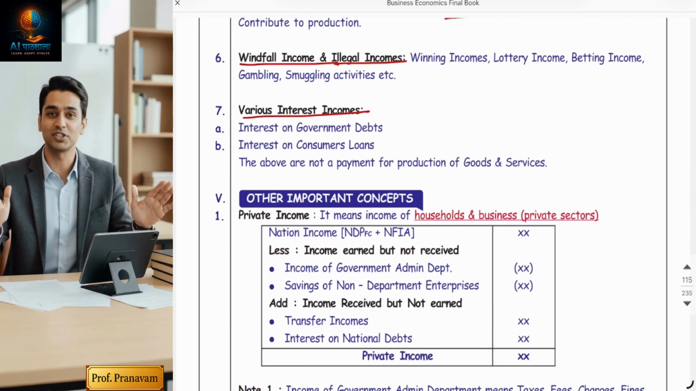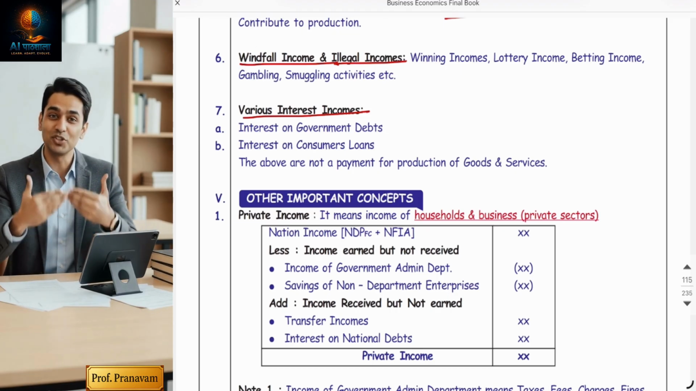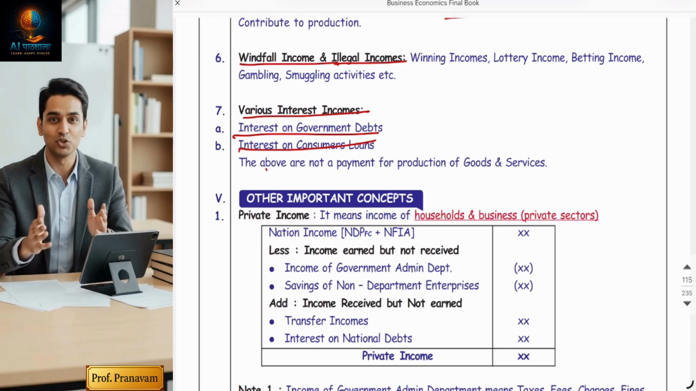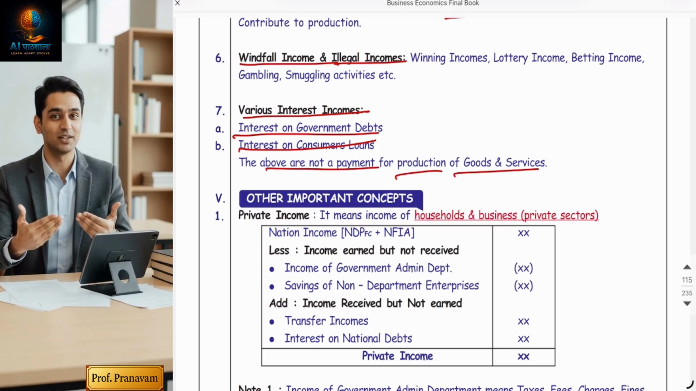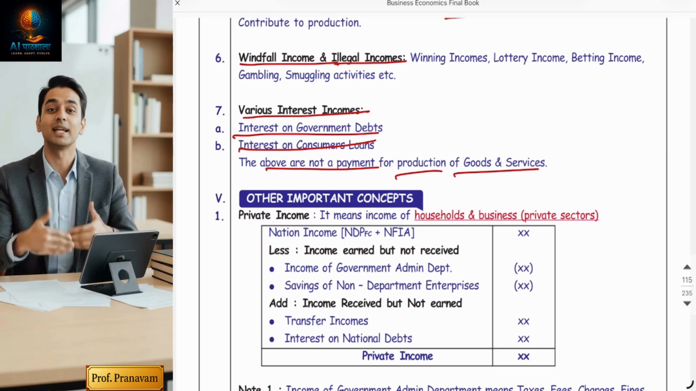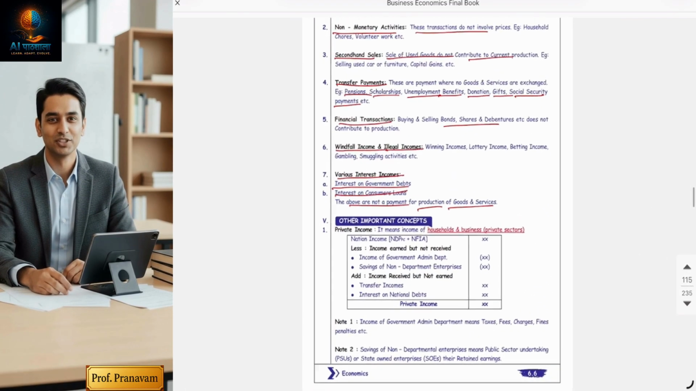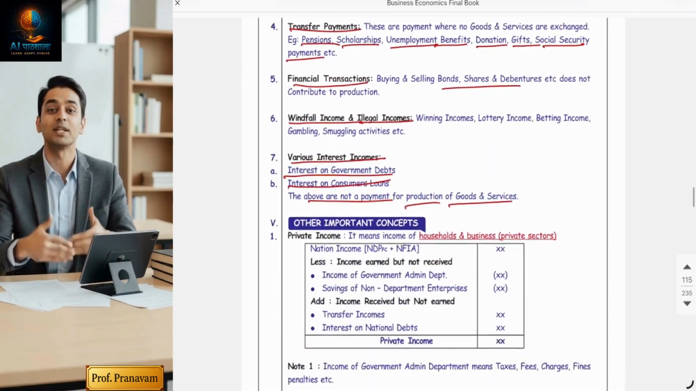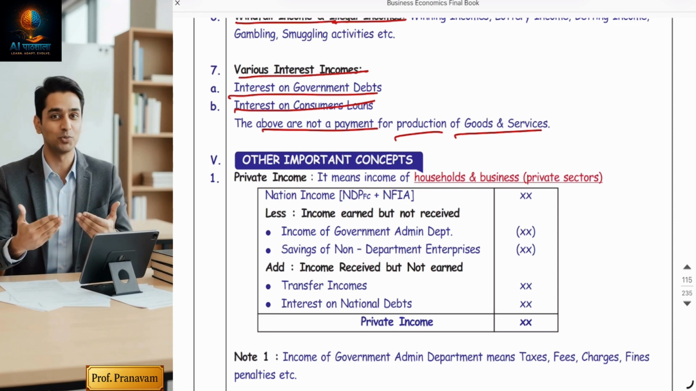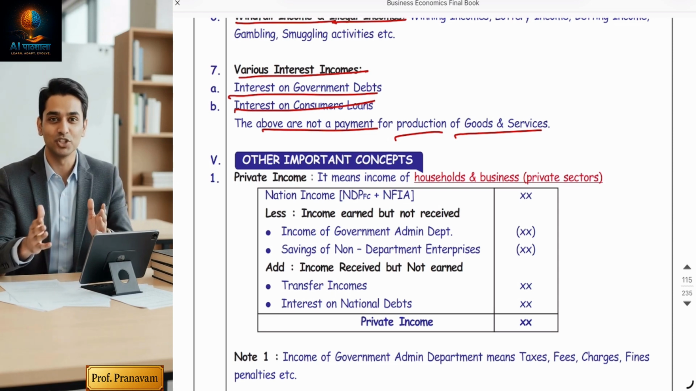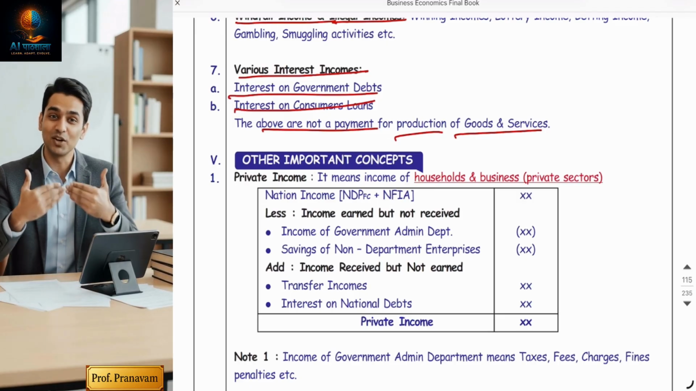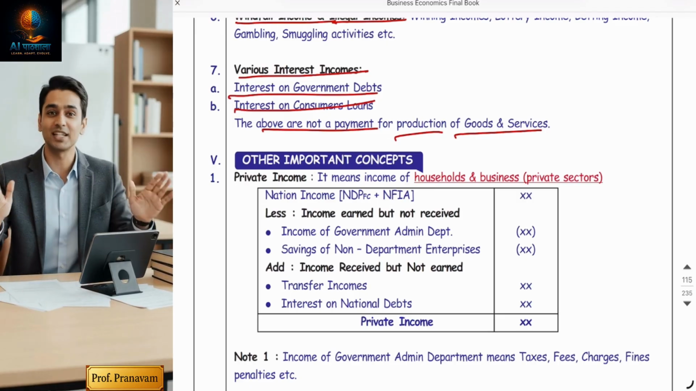Then various interest incomes: interest on borrowings, interest on government debts, interest on consumer loans. The above are not a payment for production of goods and services, right? So it is not a part of current production, hence it is not included. So these are the seven transactions which you have to keep in mind. They never ever get included in the national income in all the three methods. Except these seven transactions, any other transaction is always included in the national income.